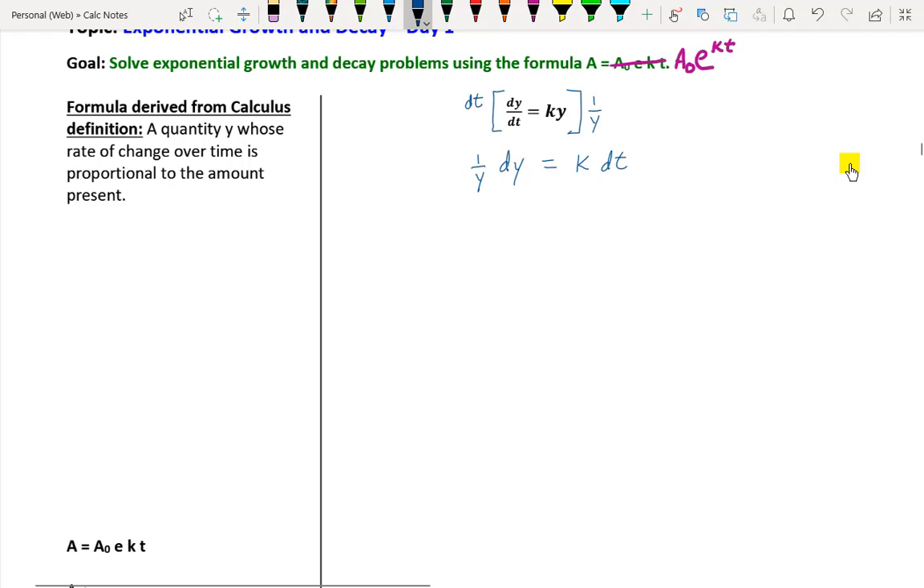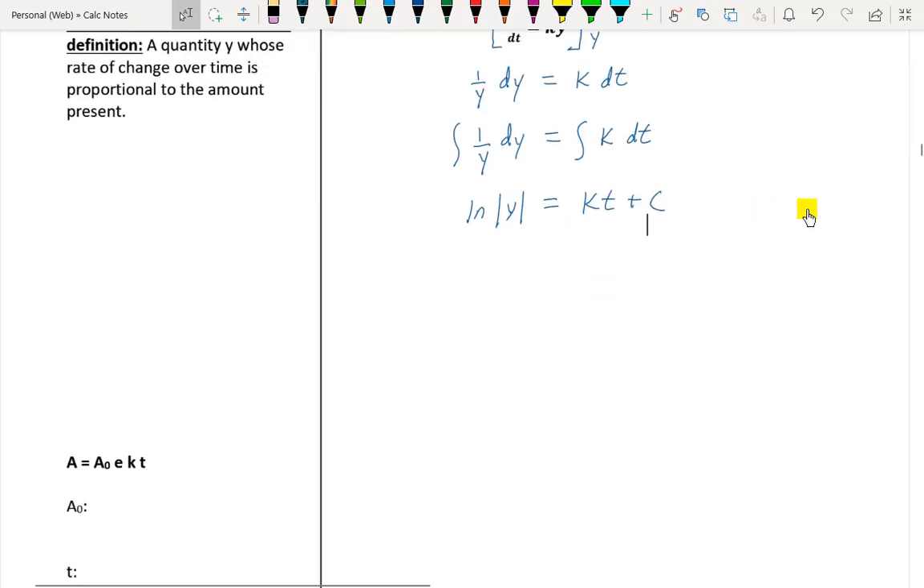And once we have our variables separated, we're going to take the integral of each side. So the integral of 1 over y dy will equal the integral of k dt. And again, k is not your variable, t is your variable, time. So if we integrate both sides, take an antiderivative, we get the natural log of the absolute value of y on the left, and we would get k times t plus c on the right side. Okay, so the antiderivative of k would be k times t, because t is the variable there.